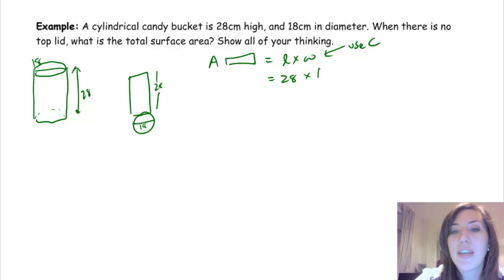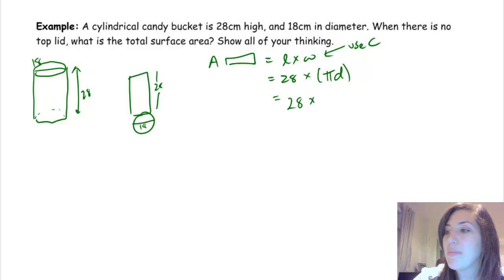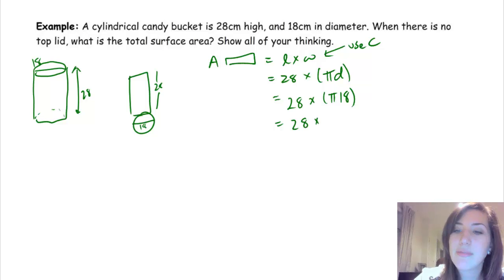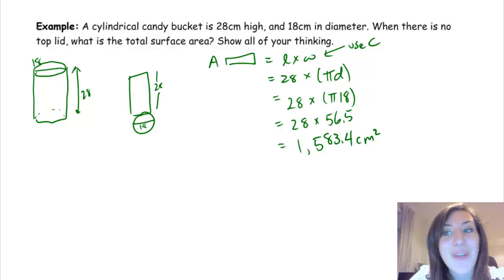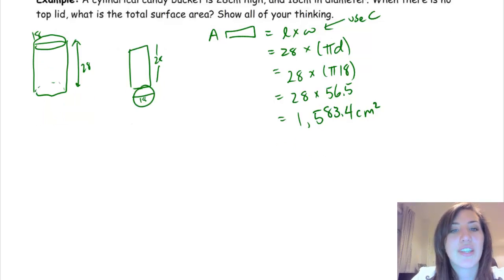So this width is the same as the circumference, which is pi times d, and we can plug this in because we know these values. 28 times pi times 18, and this is 28 times 56.5, which gives us a grand total of 1,583.4 centimeters squared. So that's the area of the rectangular portion, the surface area.